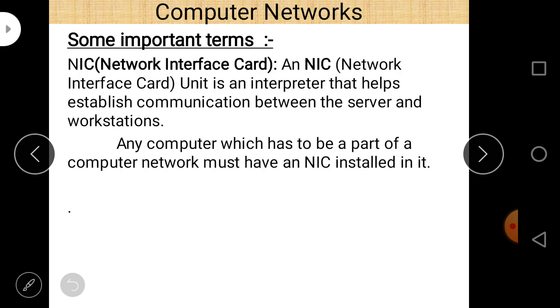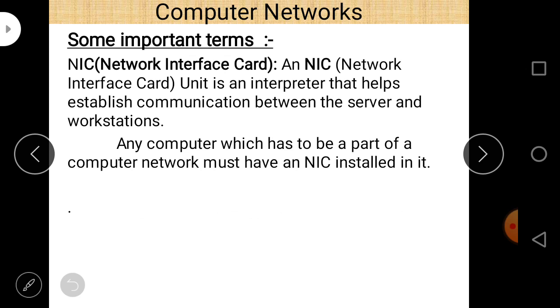Next is NIC. NIC is also called network interface card. It is an interpreter that helps establish communication between the server and the workstations. Any computer which has to be a part of a computer network must have a NIC installed in it. NIC is a networking device. Networking devices will be discussed in our next lecture, but here is a little bit of introduction about NIC.